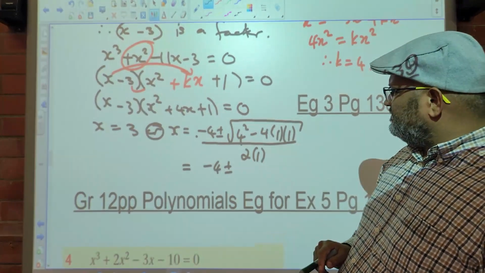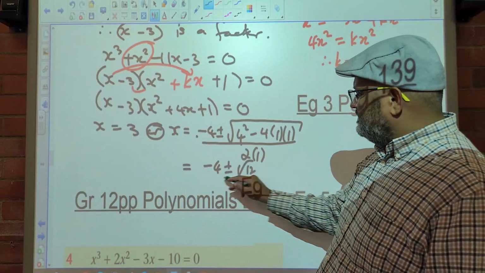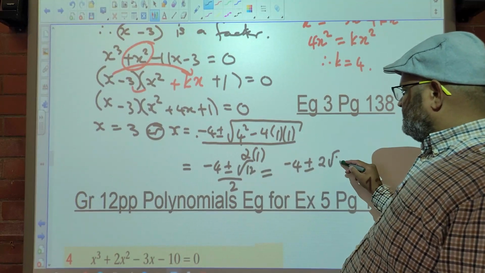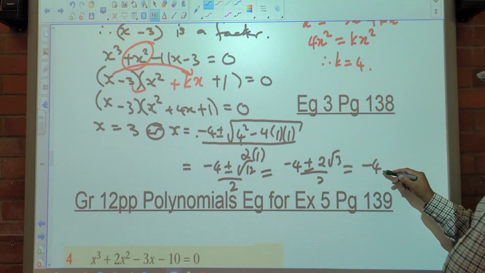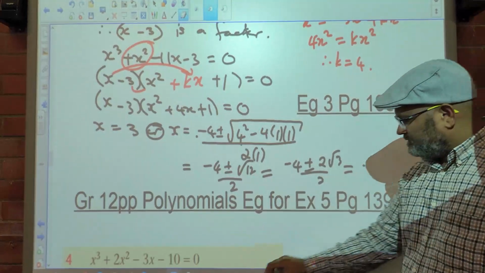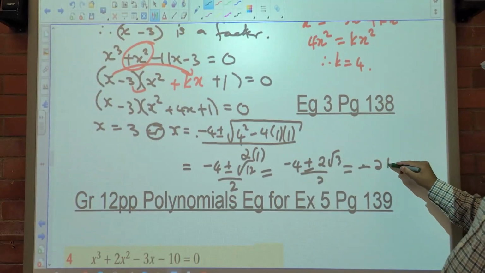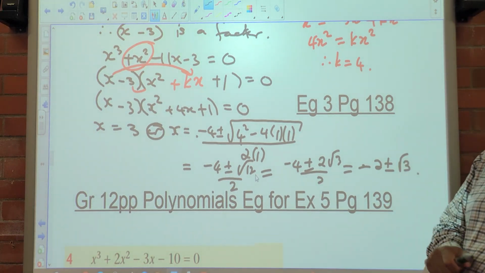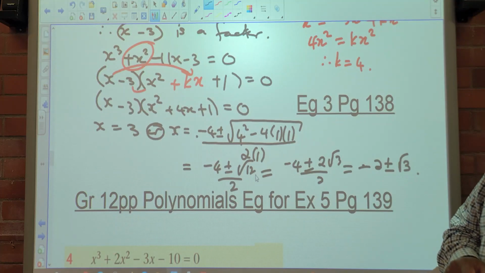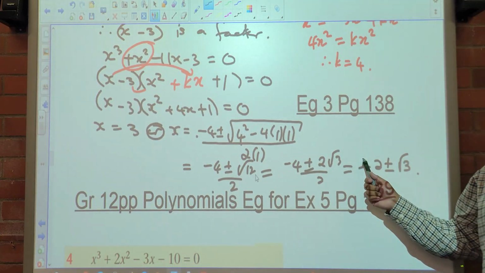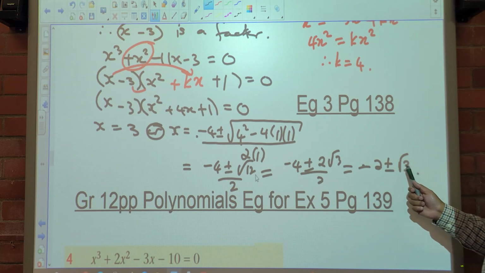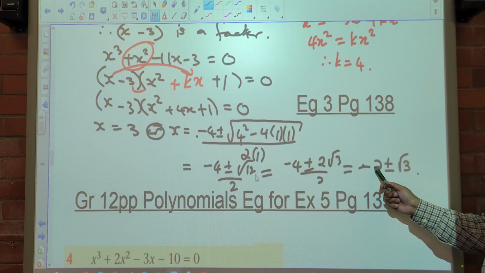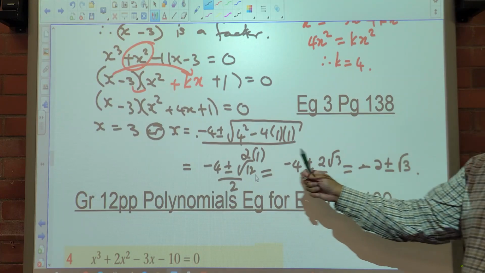So the root of 12 over 2, which is also negative 4 plus or minus 2 root 3 over 2, which is negative 2 plus or minus root 3. So how many roots does this equation have? How many roots are here? It's negative 2 plus root 3 and negative 2 minus root 3. There's 2 here, and there's 1 here.